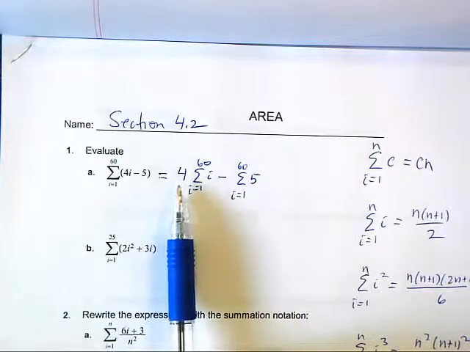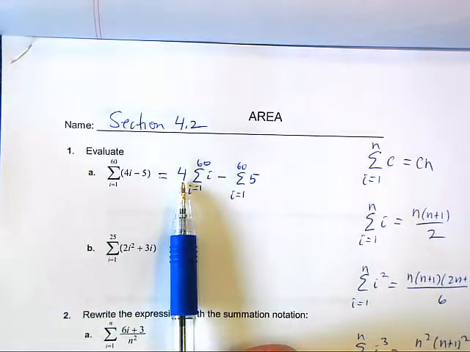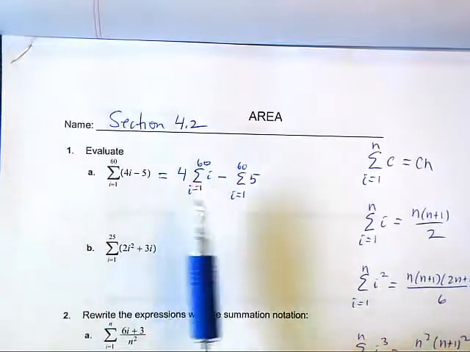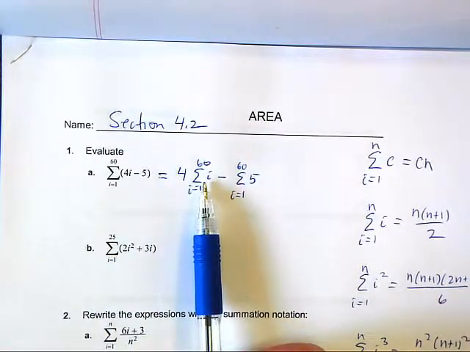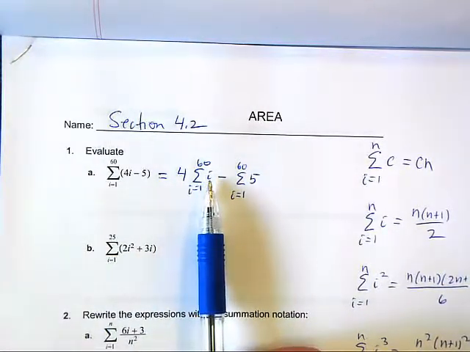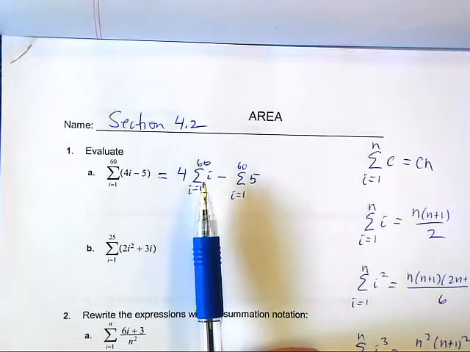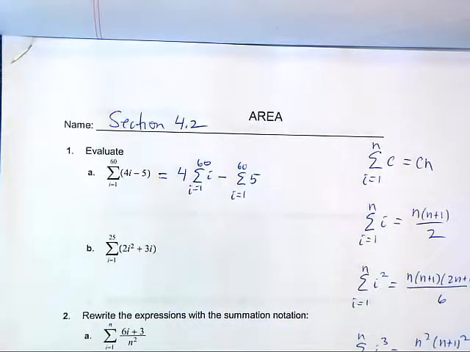And then how come I can take this 4 and put it out front? It's really just the distributive property, because think about it. If the 4 is in there, that means you're going to do 4 times 1, plus 4 times 2, plus 4 times 3, plus 4 times 4. You can just factor the 4 out. Okay?